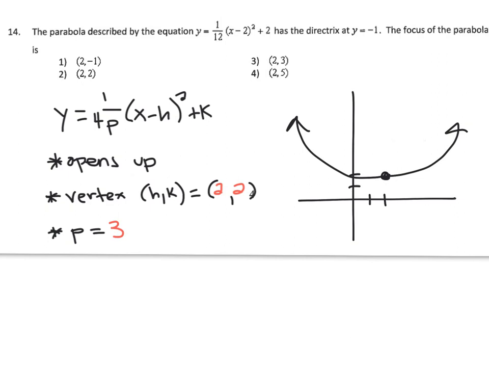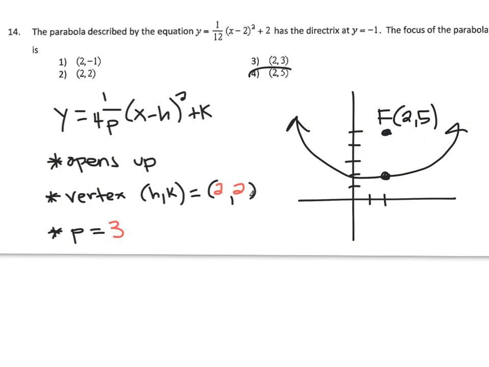If p is equal to 3, that means the focus is going to be 3 units up from this. So let's go 3 units up, and we can plot our focus. The coordinates of that would be (2, 5). All right, actually that's what they were looking for, so that's our answer.